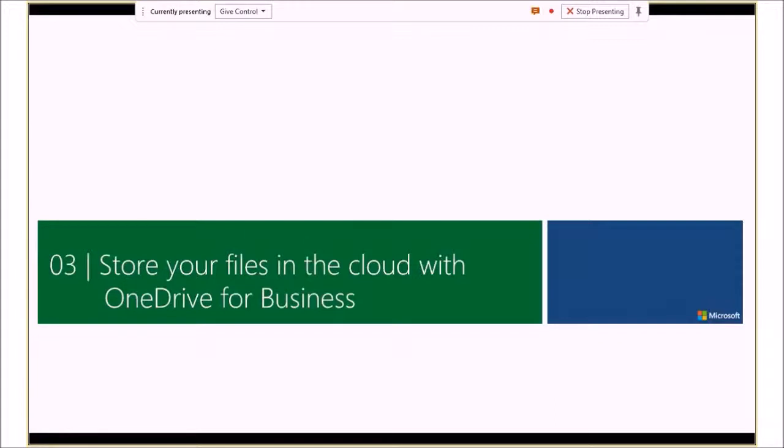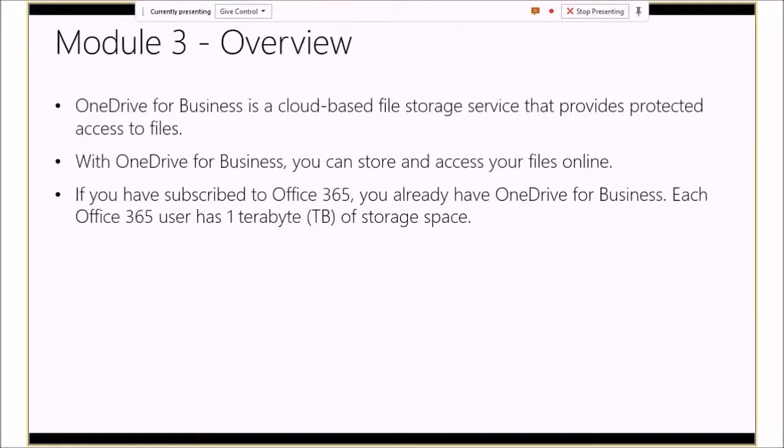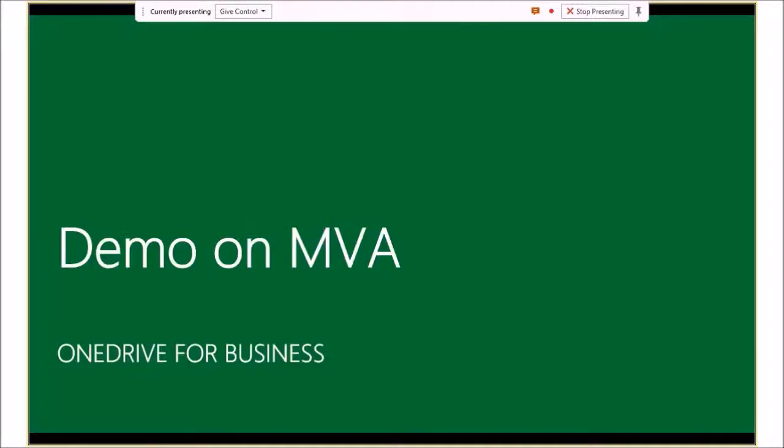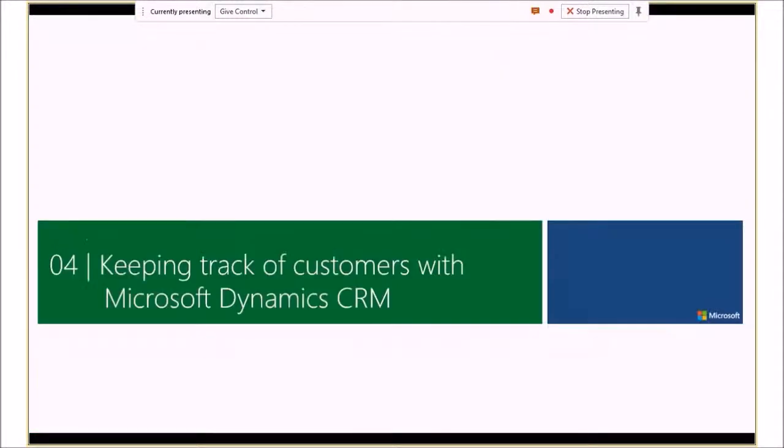Store files in the cloud. Well, OneDrive for Business. Why not use that? Each user in Office 365 already has OneDrive for Business. Each user gets a terabyte of storage space. You can check in and check out files of OneDrive for Business, and it's really easy to access and store those files online. So that's our cloud-based file storage, if you will, and also for protecting your files in your business. OneDrive for Business also has a demo up on the Microsoft Virtual Academy, so I encourage you to go watch that and how you can use that.